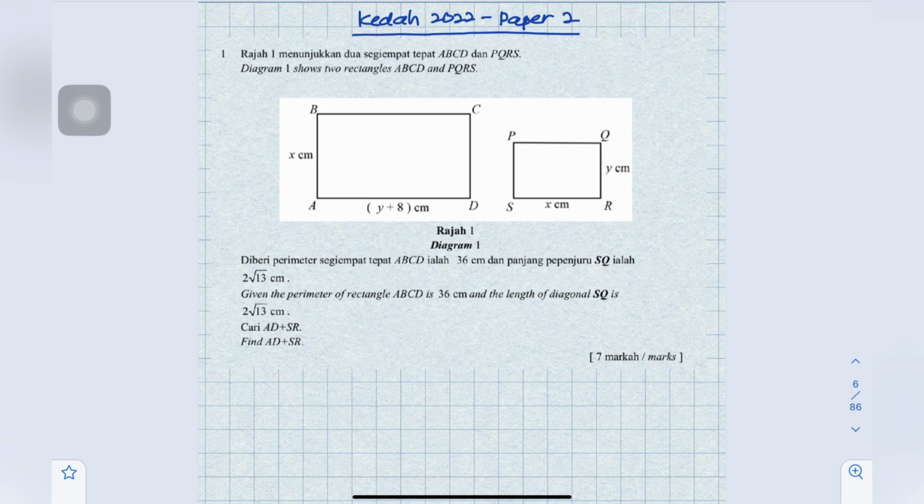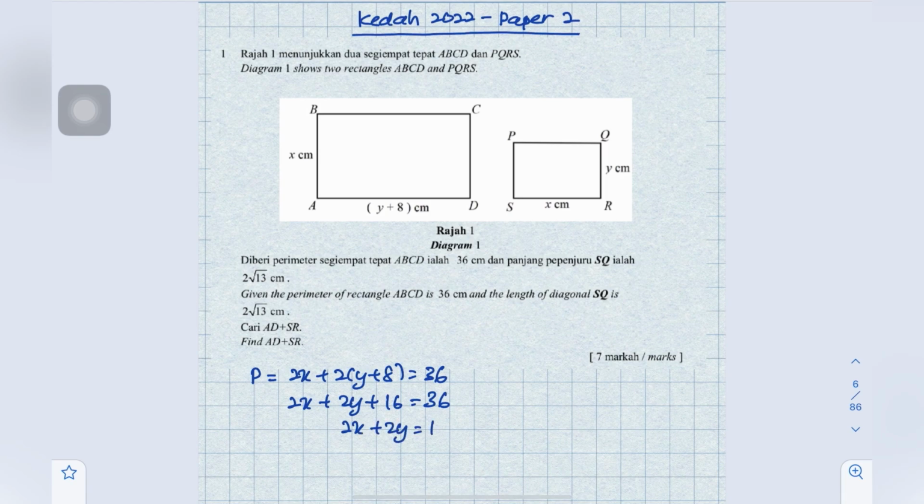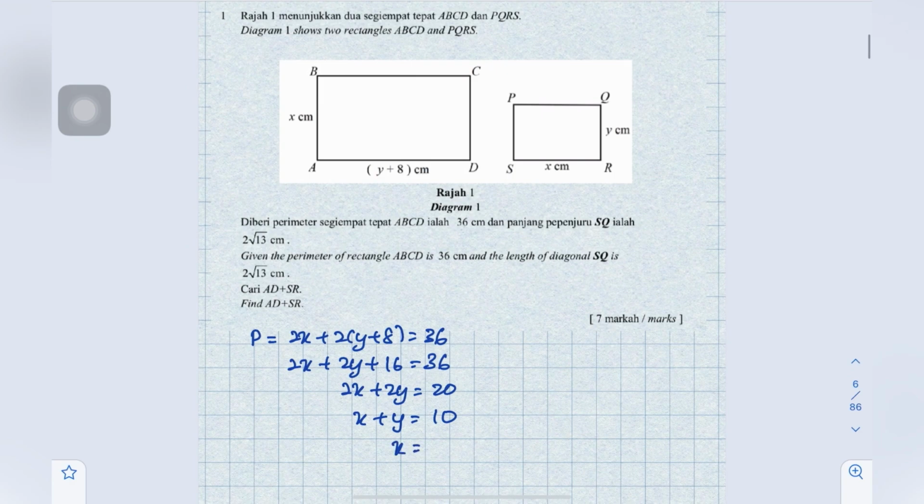So from the first information here, perimeter of ABCD is 36. So perimeter 2x plus 2y plus 8 equals to 36. So 2x plus 2y plus 16 equals to 36. So 2x plus 2y equals to 20. Okay, so then we simplify, x plus y equals to 10. So then we choose either one as subject. So let's say x equals to 10 minus y. So this is the first equation.